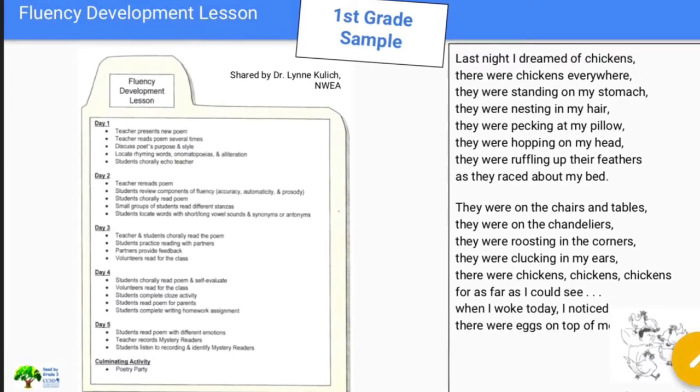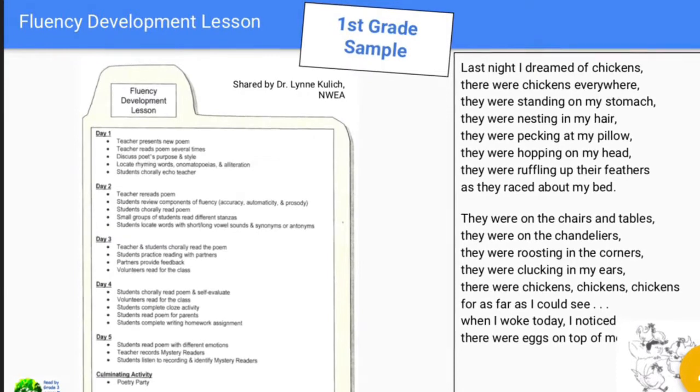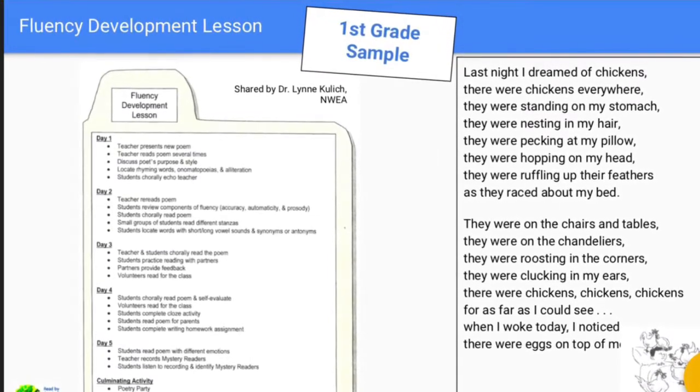All you will need is to focus on one poem per week. Each fluency development lesson takes between 10 to 15 minutes.